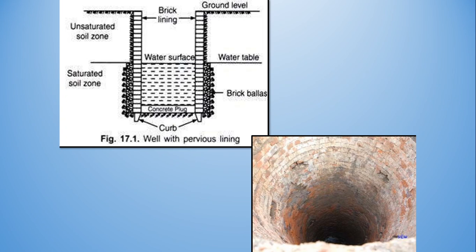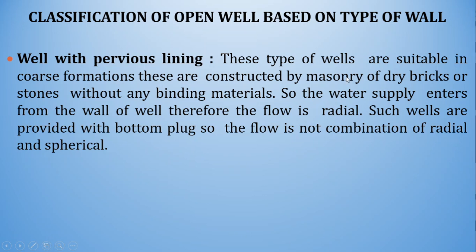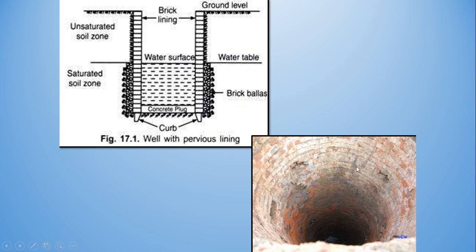So as you can see, this is the well with the pervious lining. The material used for the pervious linings are dry bricks or stones. You can see in this sketch, this figure, dry bricks are used for the pervious lining. So here the flow is radial, not spherical. At the bottom it has a concrete plug, and this is the saturated zone. This is the water table. These are the brick ballast, and these are the brick lining. So this is the pervious lining of the well.